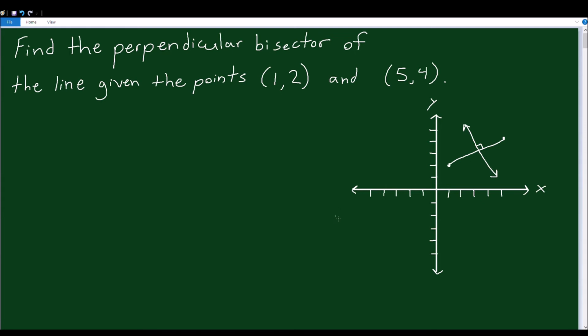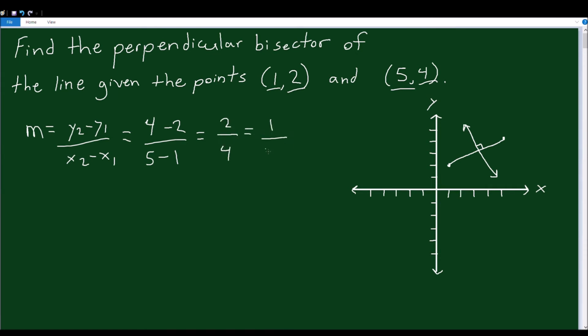So how do we find that? What are some of the things we need to make that equation? Well, one thing we're going to need is the slope. And to find the slope of the perpendicular bisector, we can first find the slope of our original line. So let's go ahead and do that. Our slope of the original line is m equals y2 minus y1 over x2 minus x1, which is equal to 4 minus 2 over 5 minus 1. And that is equal to 2 over 4, which is equal to 1 over 2. So that's the slope of our original.